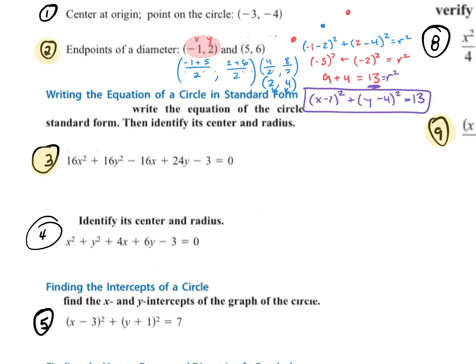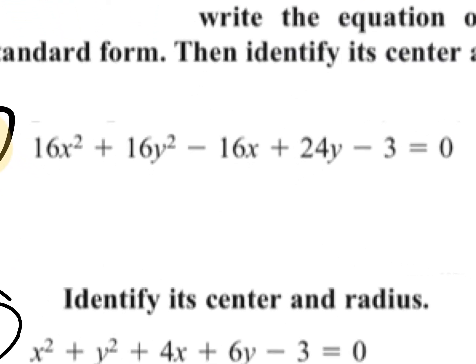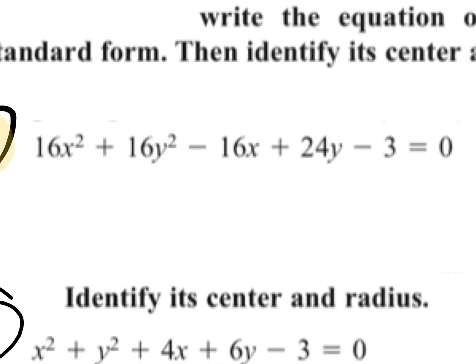All right, let's take a look at number 3. Write the equation of the circle in standard form, then identify the center and the radius. So what do I have to do for number 3? I need to organize it, one step at a time. So I'll put the x's together, and then I'm going to have to complete the square, so I'll leave a space there. I'll put my y's together, so plus 24y, and I can add 3 to the other side.